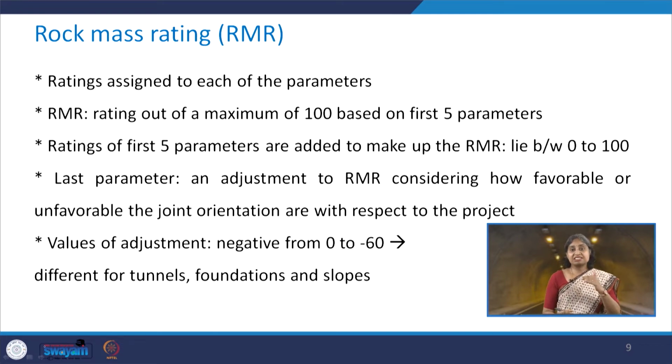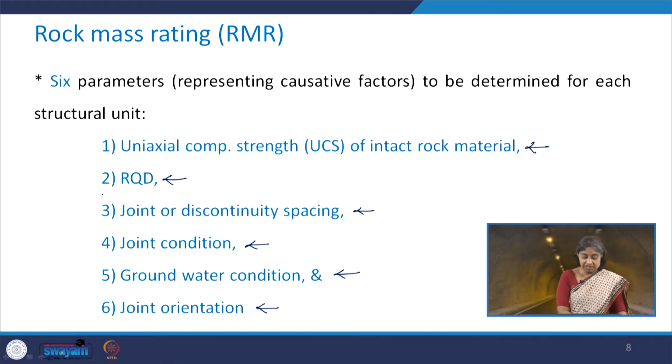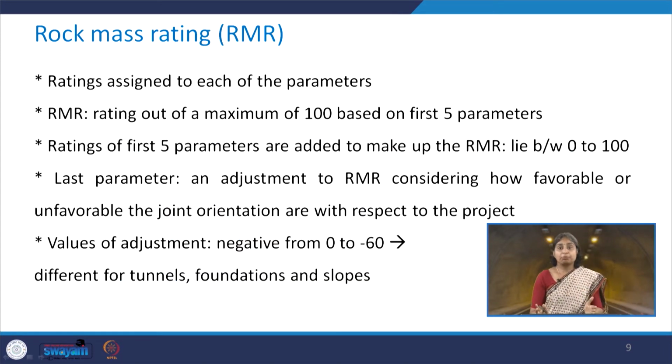So, as far as the first 5 parameters are concerned, that means you have to exclude the joint orientation from these parameters. So, you assign the rating to the first 5 and sum these up, that will give you the basic value of RMR, which will lie between 0 to 100.